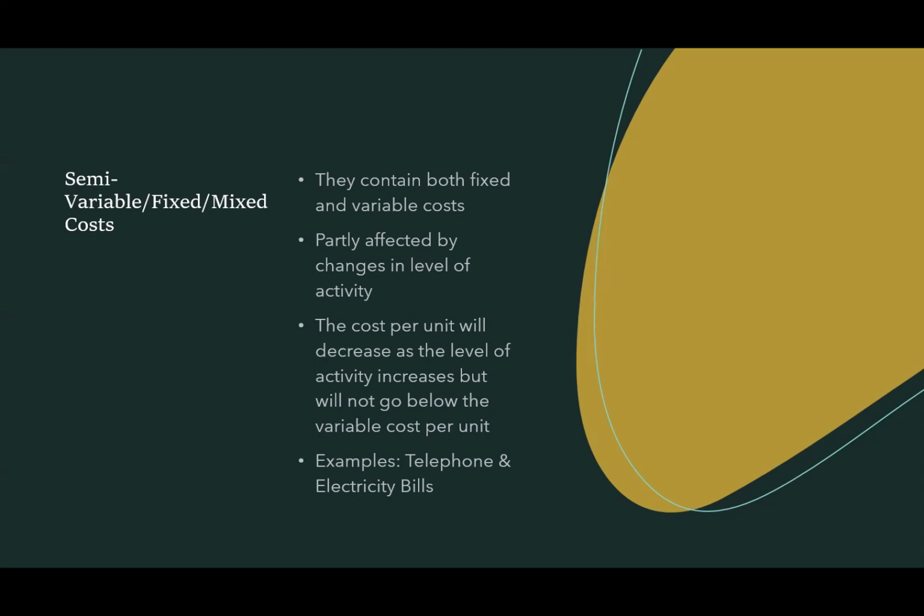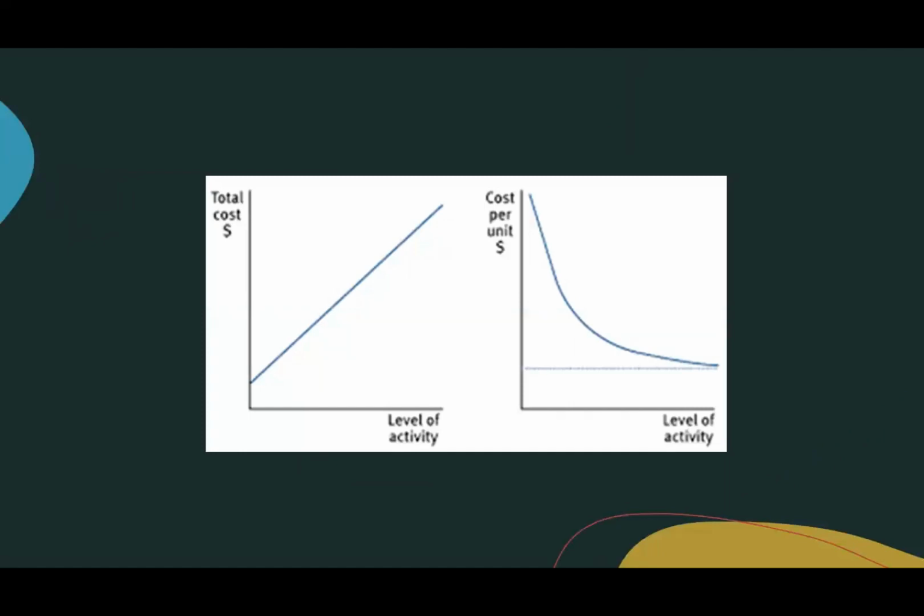So that is actually an example of a semi-variable cost. So I have, let's say, a phone, maybe $200 is a fixed rental charge, but then the more calls I make, the bill will increase, the cost will increase. So this is an example of a semi-variable cost or a mixed cost, or you can even call it your semi-fixed cost.